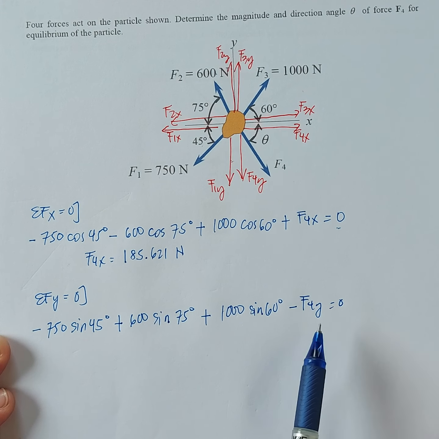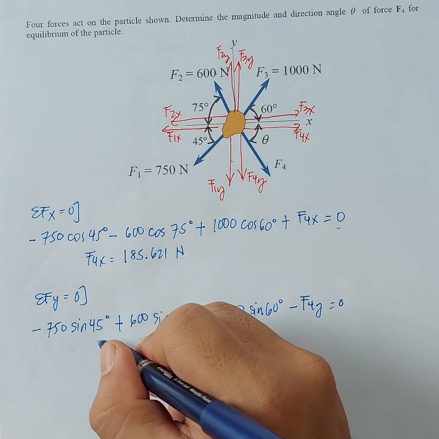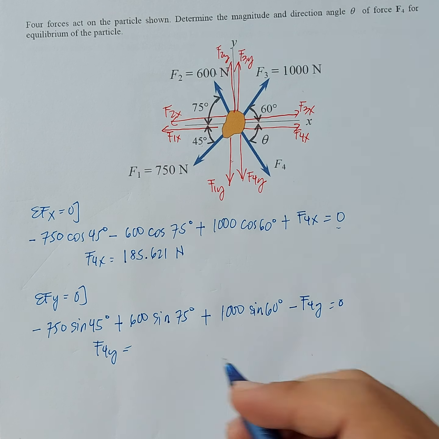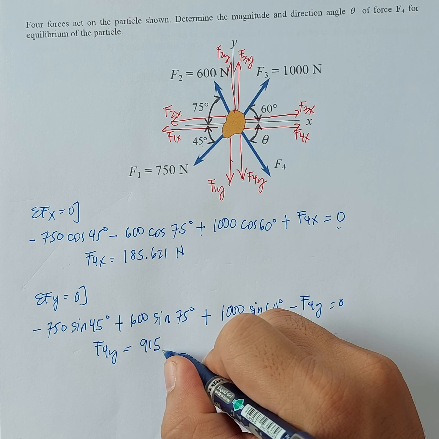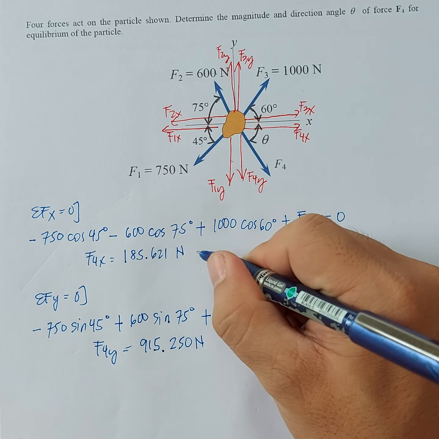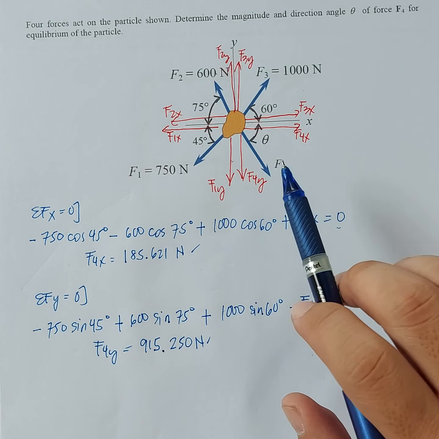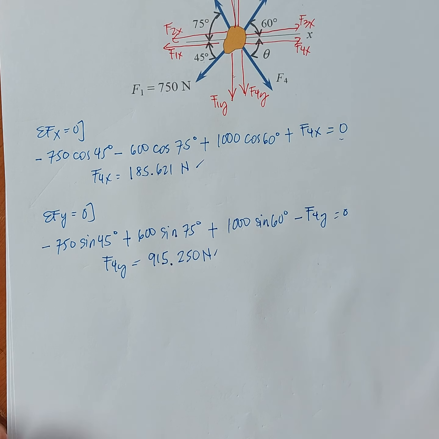We have one equation with one unknown in this equation, so we can solve for F4Y. That is equal to 915.250 Newtons. So F4X, F4Y. Then we can now solve for F4 by Pythagorean theorem.